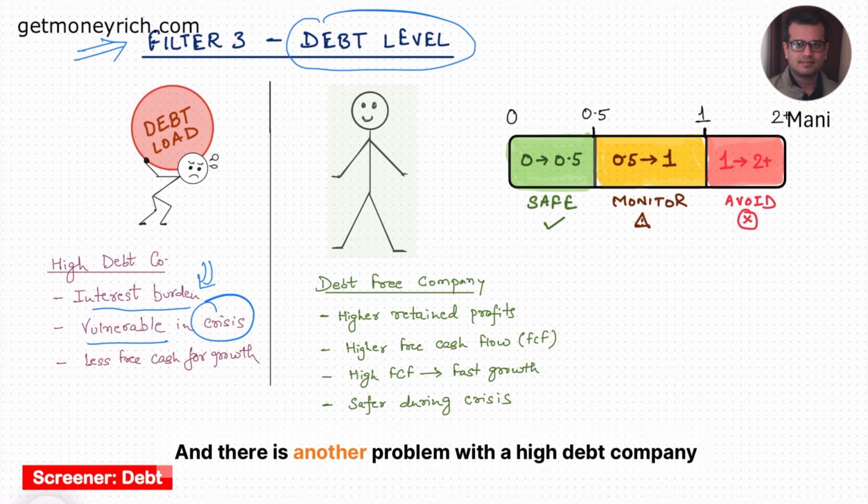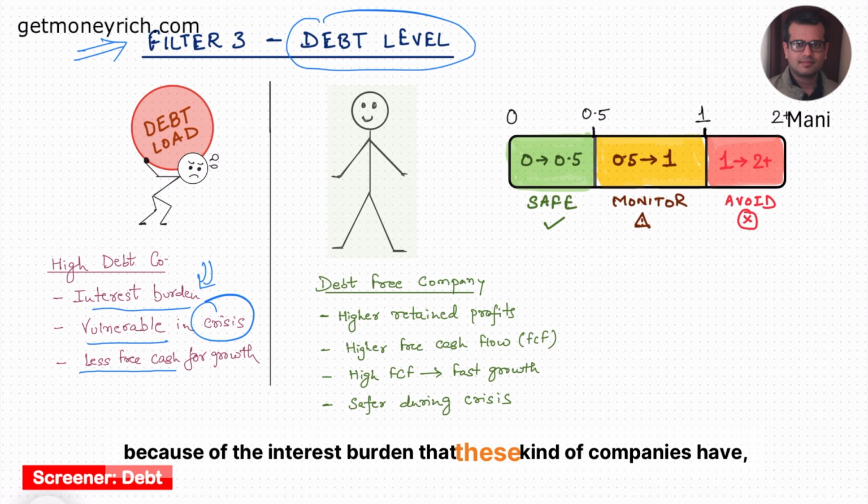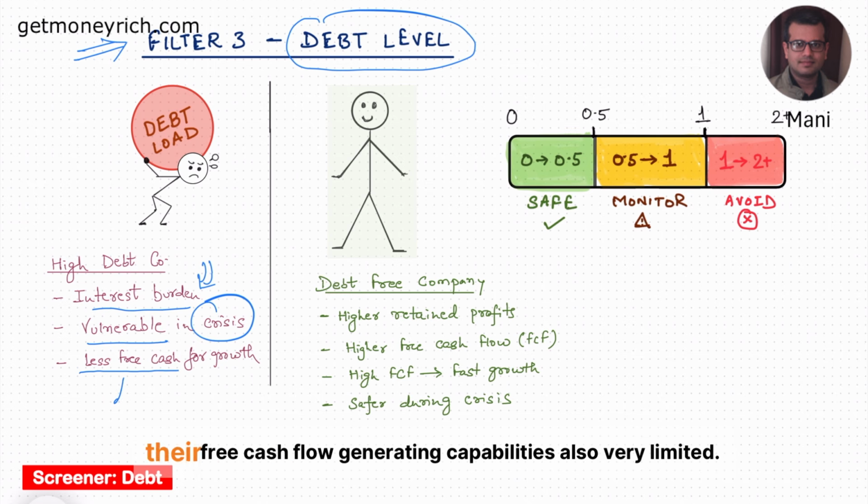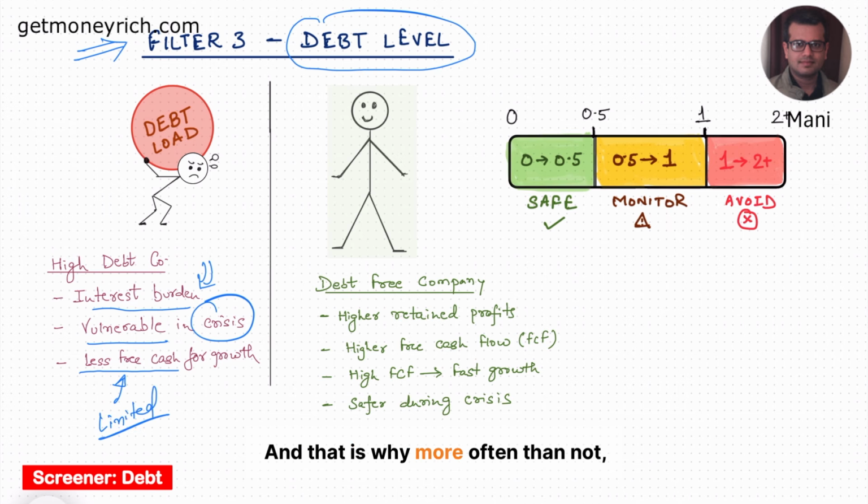And there is another problem with a high debt company. Because of the interest burden that these kind of companies have, their free cash flow generating capability is also very limited. And that is why more often than not, I find these stocks always trading at overvalued limits, because their free cash flow is always low, and a low free cash flow eventually yields only a low intrinsic value.